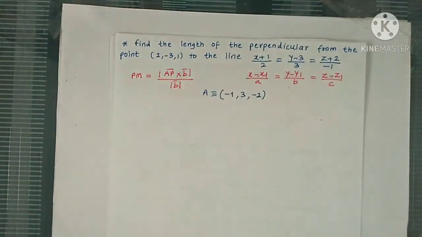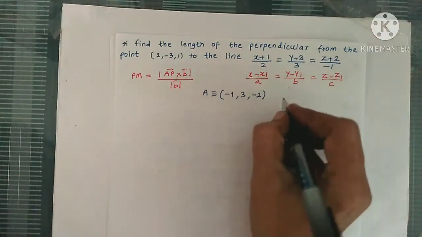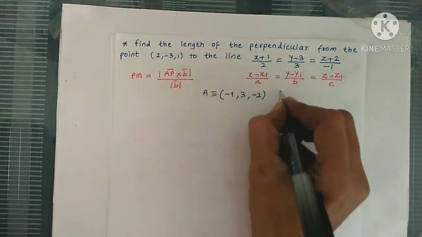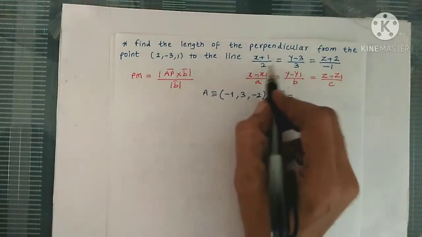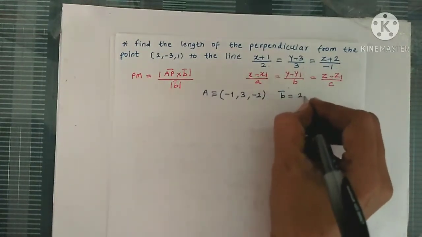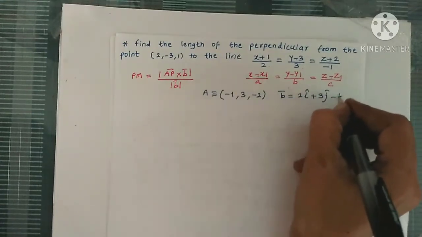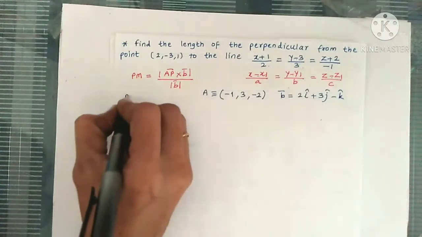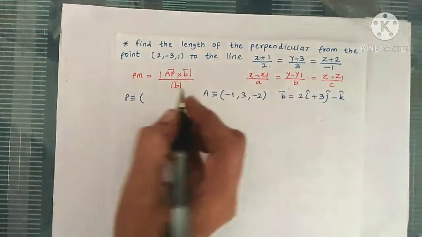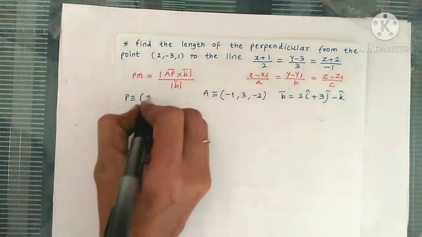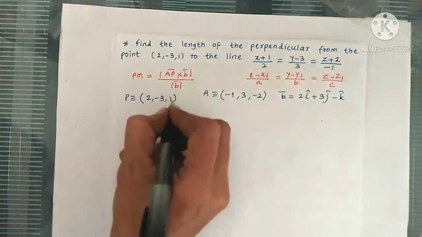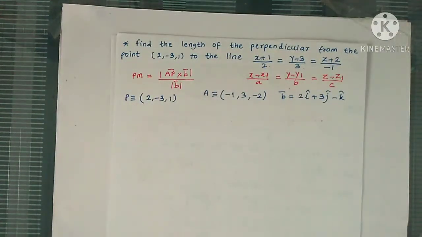So now we have a specific, fixed point on the line. The next thing is we have to write b bar. B bar is the direction ratios, so those are 2, 3, minus 1. So 2 i cap plus 3 j cap minus k cap. And point P is the point from which we have to find the distance, and that point given is 2, minus 3, 1. Okay. So the first step is to identify P, A and b bar.